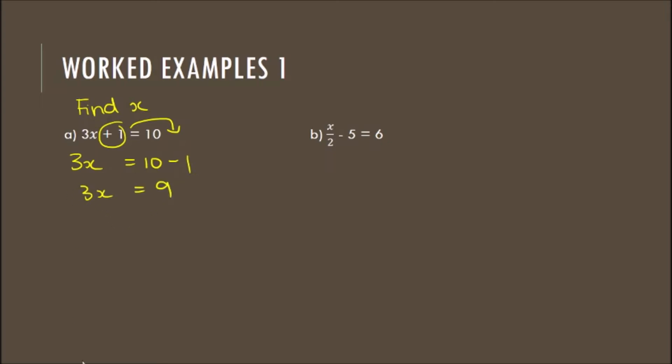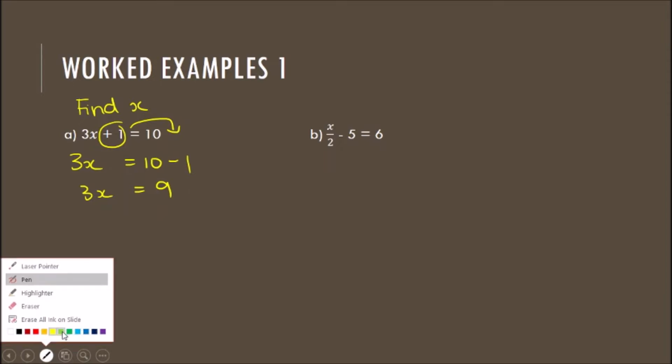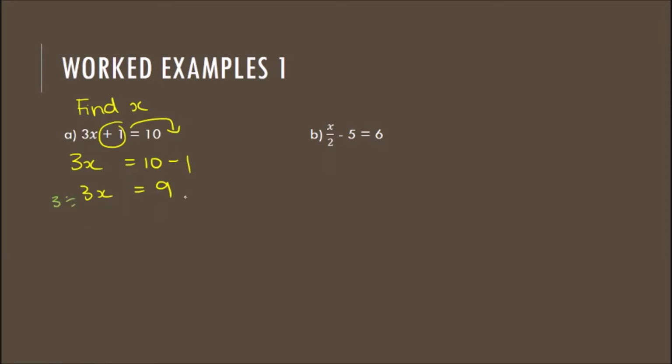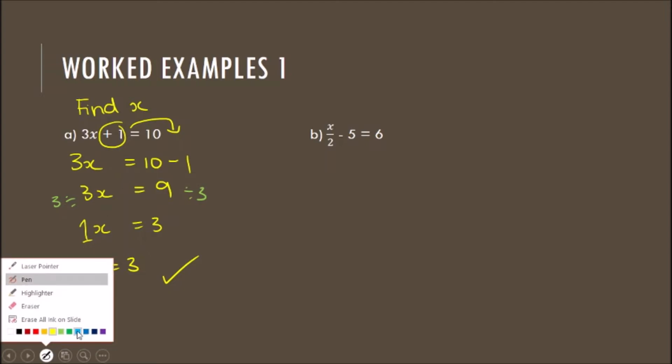Now, how do you get rid of 3? Well, I'm just going to use a different color. You need to divide both sides by 3 to get rid of it. So now 3 divided by 3 is 1, and 9 divided by 3 is 3. Now, we don't write 1 in front of x, so in actual fact, your answer should just be x equals 3. Make sure you don't write the 1. I've just written the 1 to show you that there is a 1, but you don't need to do that in your answer. So this is an example of a two-step method.